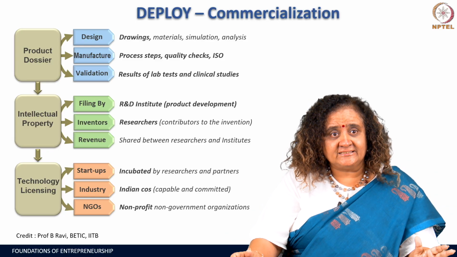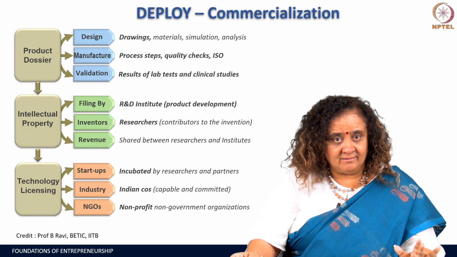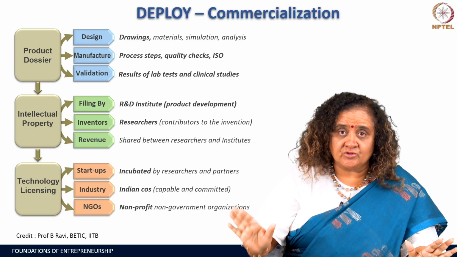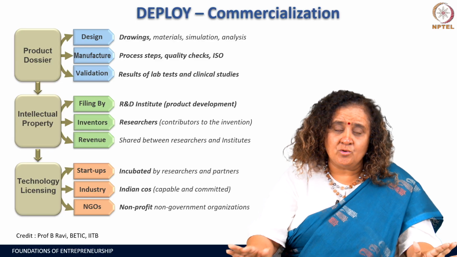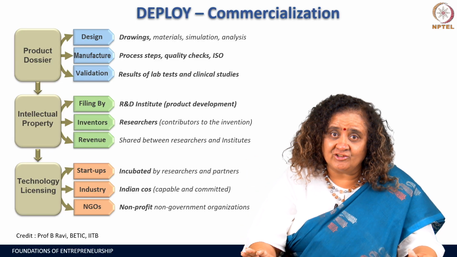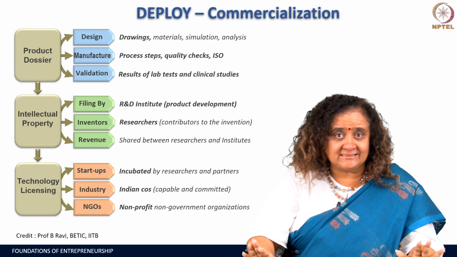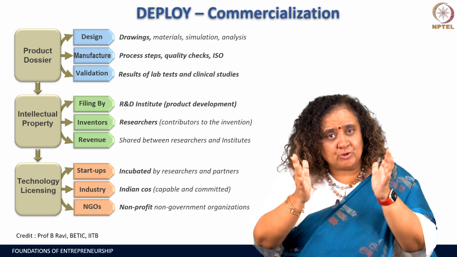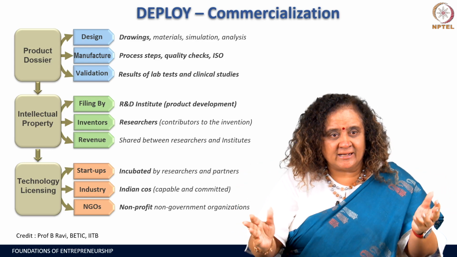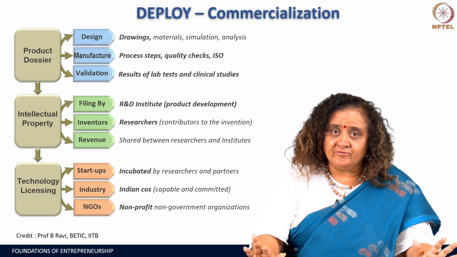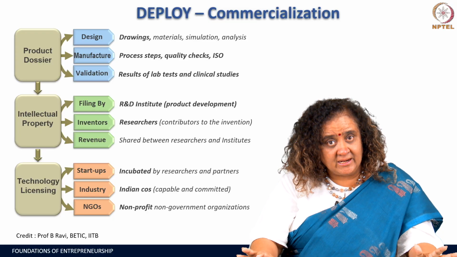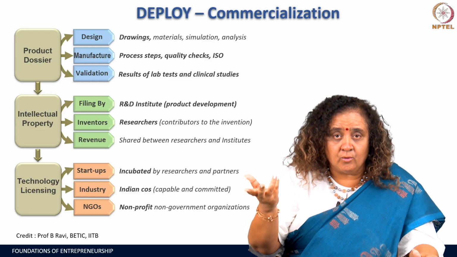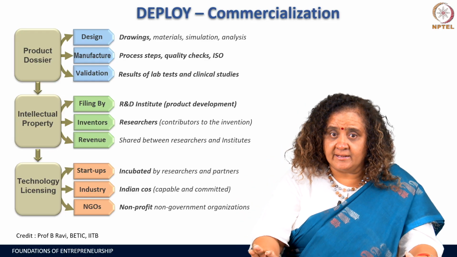The product dossier has the design, which is the drawings and so on, and how the manufacturing was done, which is the checks that it has been through. It needs to build a validation, meaning whatever lab tests, human trials and clinical trials were done need to be put in, and that is referred to as a product dossier. Very often the intellectual property will have been filed. So, a patent may have been filed, a brand logo may have been done, a trademark may have been done.